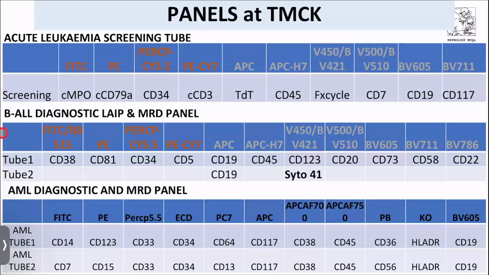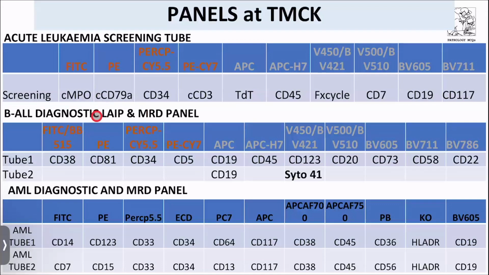And further, we do a B diagnostic LAIP or MRD panel because we have to further treat the patient with various immunotherapies or chemotherapies. And after the chemotherapy is done, we have to monitor the MRD. So what is MRD? MRD is minimal residual disease of acute leukemia. When we have MRD, we have to look for LAIP markers, that is the leukemia associated immunophenotyping markers.